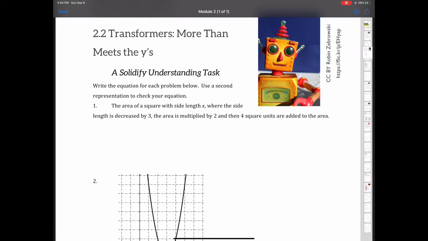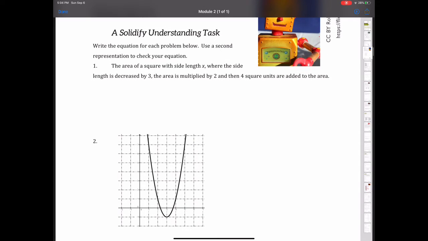And I'll do these first two with you, and then I want you to be able to do the other ones on your own. So the first one is the area of a square with side length x, where the side length is decreased by 3, the area is multiplied by 2, and then 4 square units are added to the area. So let's look through this. I like drawing pictures. I'm a visual person, so I'm going to think about a square where each side length is decreased by 3. Okay, so x minus 3.